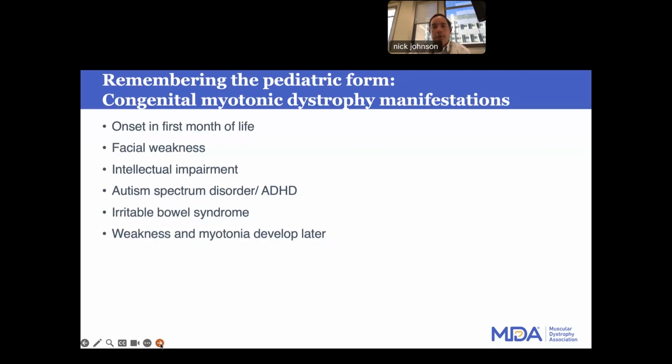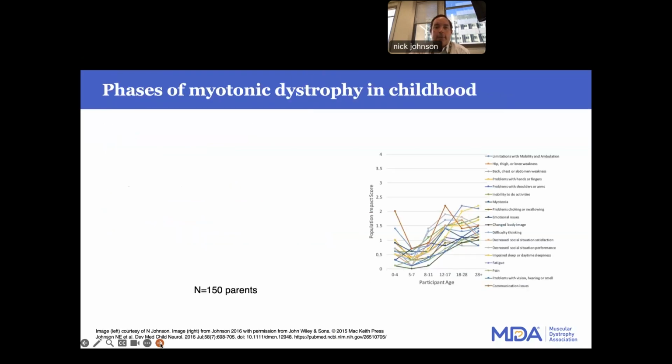So congenital myotonic dystrophy typically occurs really in the first day of life. But sometimes when you're seeing patients in clinic, it's hard for them to quite remember, and so we're a little bit more generous sometimes and say, well, it has to have symptoms within the first month of life. And that really has profound facial weakness, intellectual impairment, autism spectrum and ADHD and irritable bowel syndrome. And importantly, the kind of characteristic weakness and myotonia often develop later in the disease.